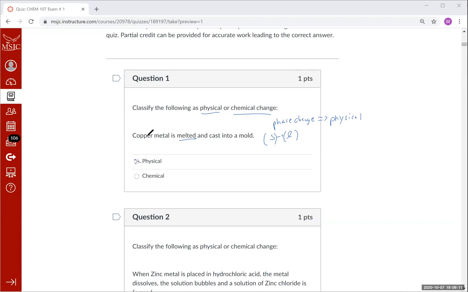Does this first question make sense? And then it says cast into a mold. Yeah, that's just pouring the liquid into a mold so that when it solidifies, the solid has a defined shape. The main keyword that we're looking for is just the melted, as that's a key physical change, as it does not actually change the chemical composition of copper. Does that make sense? Yes. Perfect. So let's look at this next case.